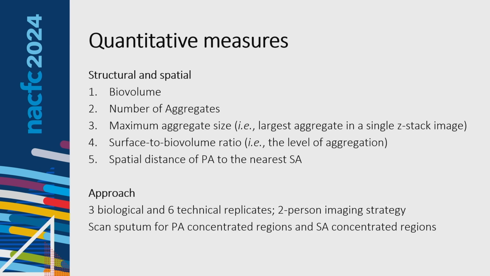And because microscopy is the primary way I'm analyzing this data, my approach is very systematic. I take 3 biological and 6 technical replicates. We also use a 2-person imaging strategy. So myself and a technician in the lab named Shafanaz, we both take these images, and we just want to reduce image acquisition bias. And then we also scan in PA concentrated regions and capture those images, and then we go back in the same gel and scan in SA concentrated regions to look at interaction from both perspectives.